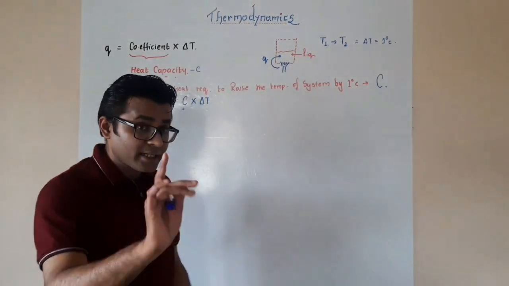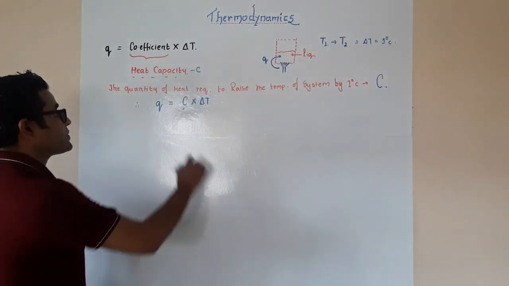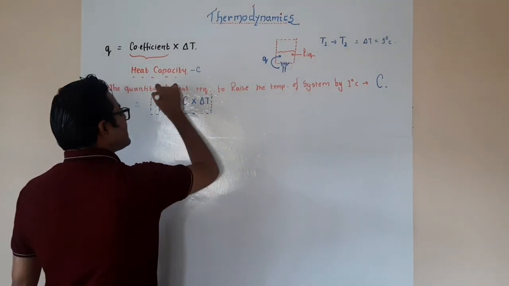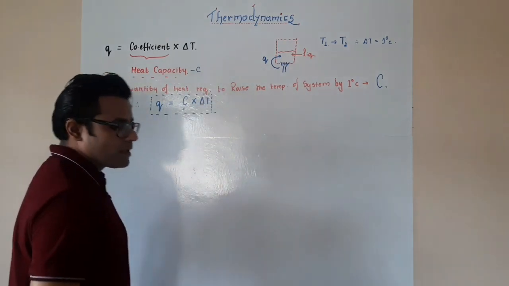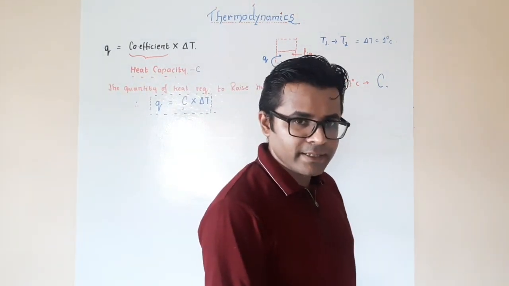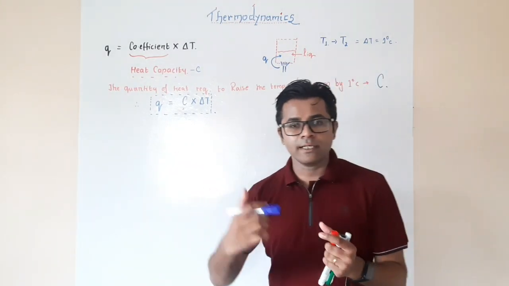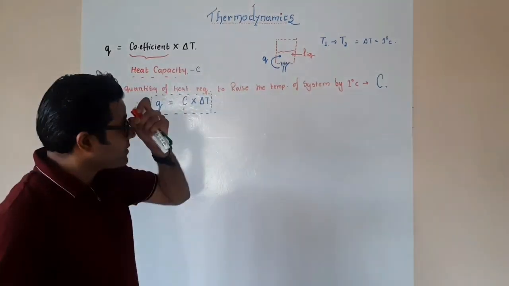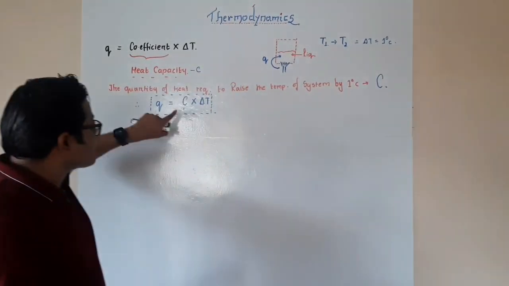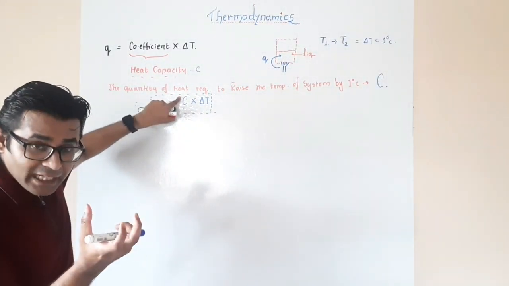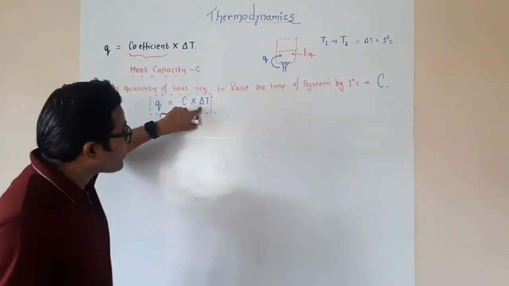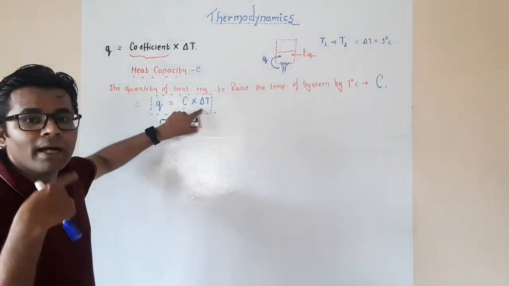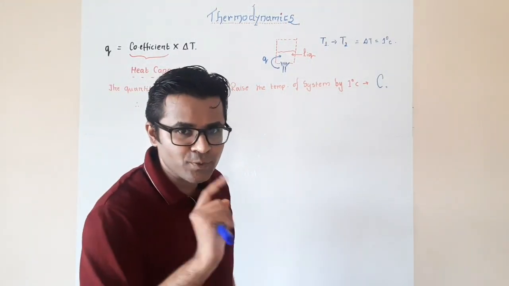Why I am stressing on this, you will understand in a few more minutes. This is the point where we need to observe in a detailed way. Q is nothing more than the heat being supplied, and C is our coefficient, which we call the heat capacity, into delta T. So quite naturally, if C is greater, if the magnitude of C is higher, the quantity of heat required to raise the temperature by 1 degree Celsius is huge.